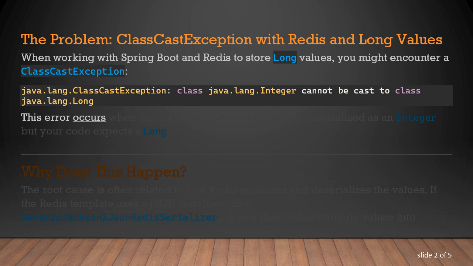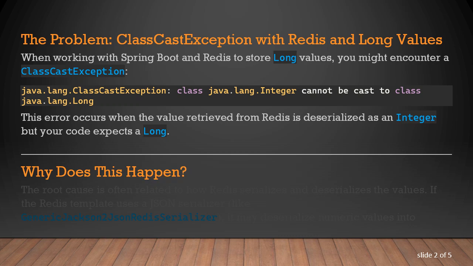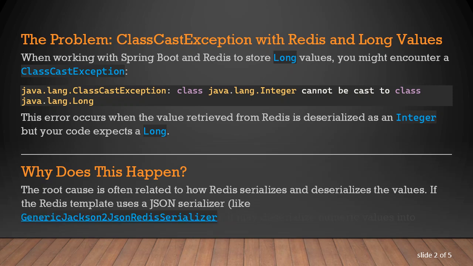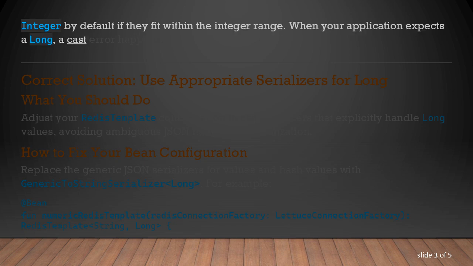This error occurs when the value retrieved from Redis is deserialized as an integer but your code expects a long. Why does this happen? The root cause is often related to how Redis serializes and deserializes the values. If the Redis template uses a JSON serializer, like GenericJackson2JsonRedisSerializer, it may deserialize numeric values into integer by default if they fit within the integer range. When your application expects a long, a cast error happens.